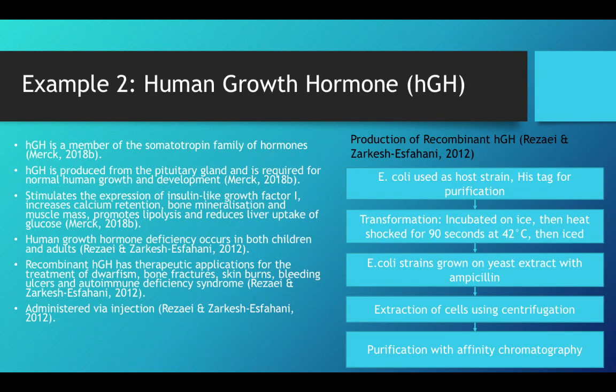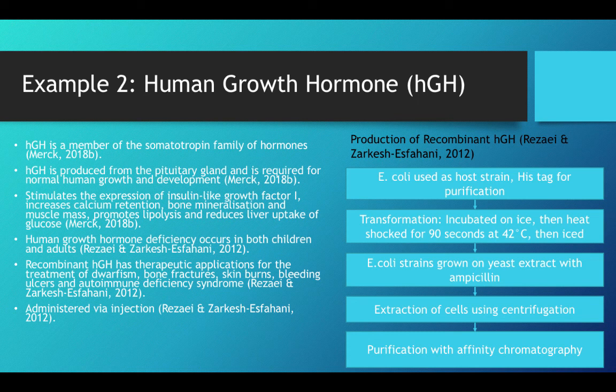A second example is recombinant human growth hormone, or HGH. HGH is required for normal human growth and development. It stimulates the expression of insulin-like growth factor 1, increases calcium retention, bone mineralization, and muscle mass, promotes lipolysis, and reduces the uptake of glucose.